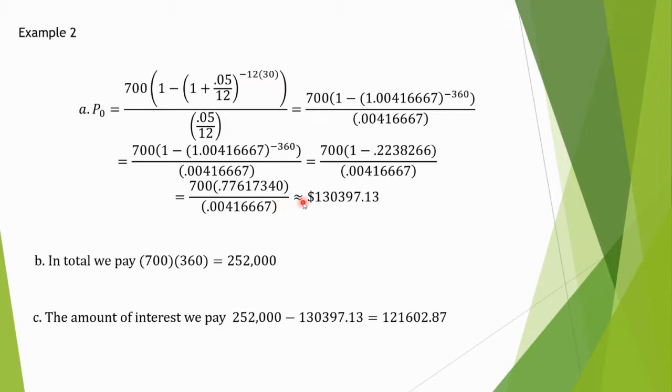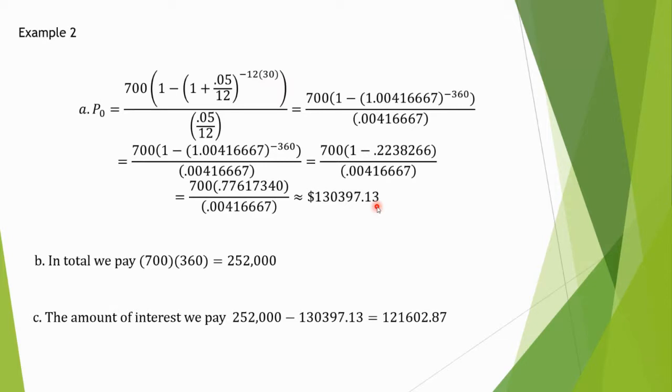And basically the largest loan we could afford is $130,397.13. So that would be the largest loan we could afford. If we're buying a house, that's the biggest the mortgage could be, so to say.